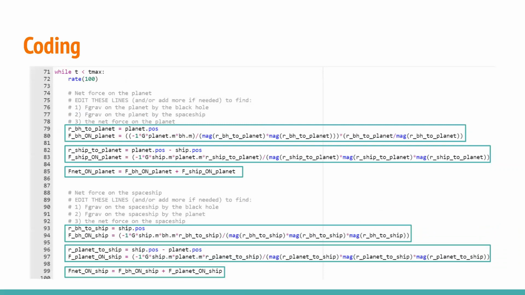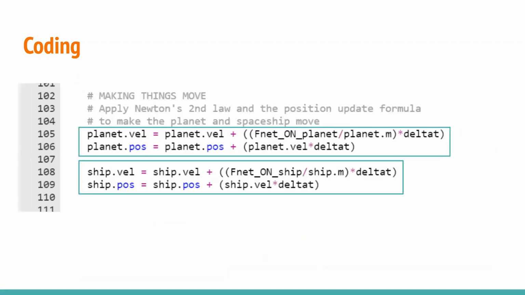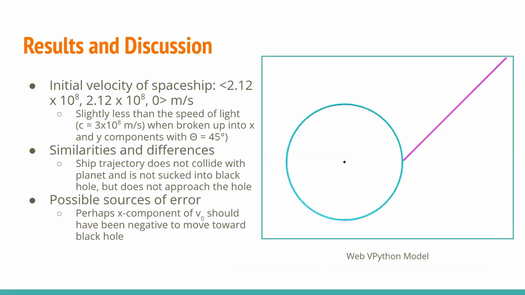The coding for this part of the lab mostly involved calculating the net force on the star and planet due to the gravitational pulls they experience from each other as well as the black hole. I then used the velocity and position update formulas to create the trajectory of motion for both the ship and planet over time. So in the end, my initial velocity for the spaceship was 2.12 times 10 to the 8 meters per second in both the x and y directions, which I calculated by taking a value slightly less than the speed of light and breaking it up into x and y components based on an angle of 45 degrees.